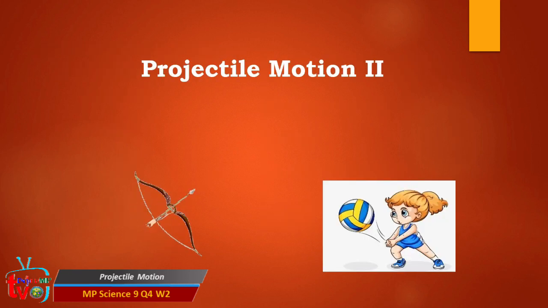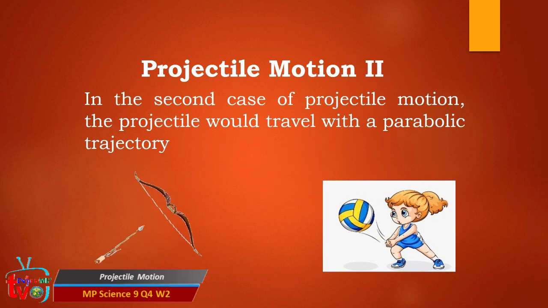Let us now consider the second case of projectile motion. If I shoot the arrow, tilting it a little bit upward, will it reach the oak tree in a shorter duration, or will it go in another direction? Or, if the girl hits the ball at a certain angle, will it be able to reach the other side of the court?